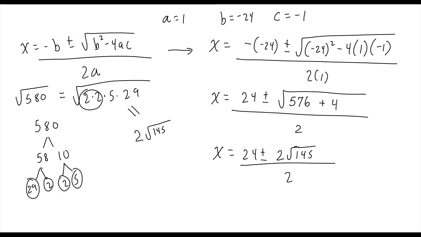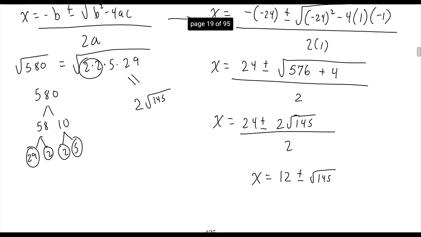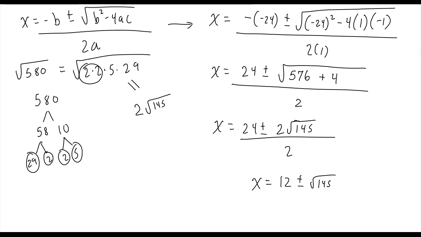Finally, I can simplify this. 24 divided by 2 is 12. 2 divided by 2 is 1, so just 1, the square root of 145. Now I have to check 12 plus or minus the square root of 145. Just so I have a number that's approximately equal to, let's see, 12 plus the square root of 145 is about 24.04. And 12 minus the square root of 145 is about negative 0.04.